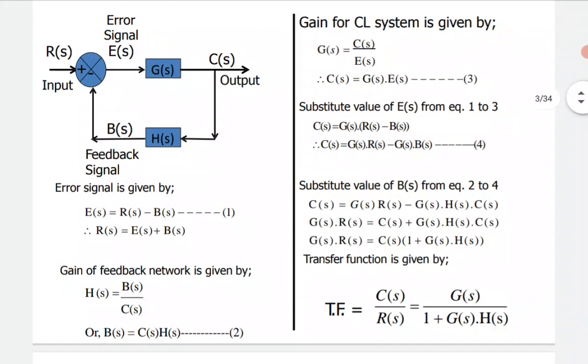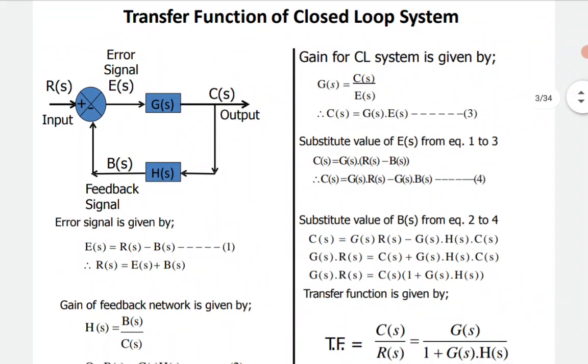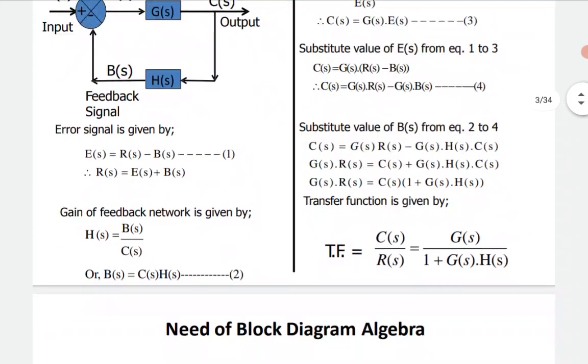Now one thing I need to say: I am utilizing negative feedback. If my feedback gain is positive, the rest remains the same. The usual treatment remains the same for deriving the transfer function for positive feedback. The difference is in the denominator. The numerator will be G of s, but for a positive feedback system the denominator will be 1 minus G of s H of s. You can verify the same.